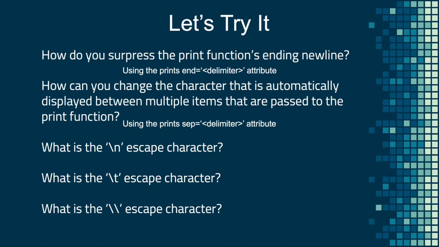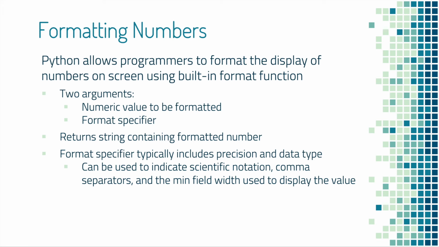If we go down here, we can say, what is the \n escape character? That's a new line character. What is the \t escape character in strings? That's a tab character. And what is the \\ escape character? That is just a backslash. So if we want to actually use a backslash in a string, we need to do \\ instead of just a single backslash. All right, so let's go ahead and start talking about formatting numbers.